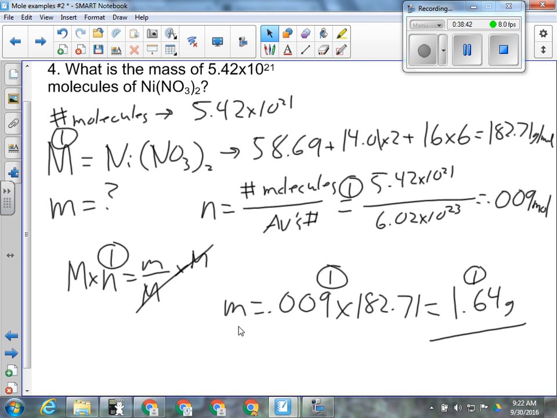Questions on how that one worked? Okay. You now have 2 examples of every way I can solve a mole equation problem recorded for you. If you need to see them again, you know where to find them. Any other questions about the unit exam before class is over?